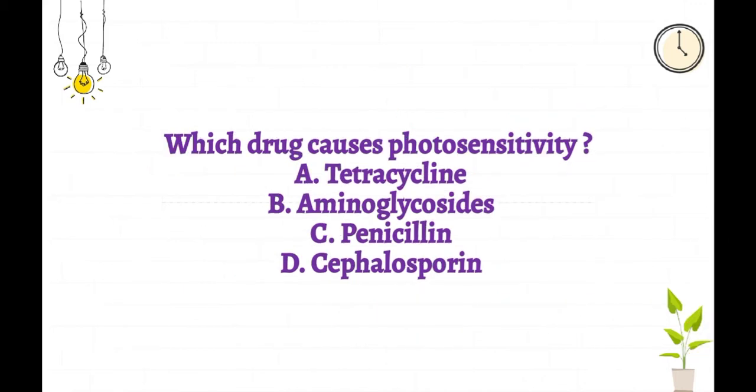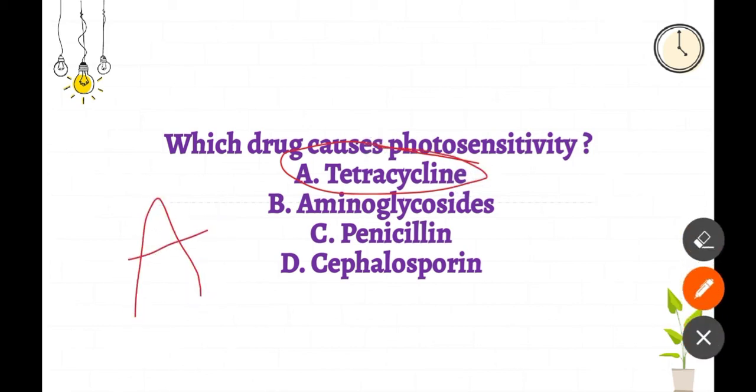Which drug causes photosensitivity? Which drug's adverse reaction is photosensitivity? Tetracycline, aminoglycosides, penicillins, cephalosporins. Answer is tetracycline. Option A. Tetracycline is responsible for photosensitivity in many patients. Even with doxycycline, I have encountered a patient who is suffering from photosensitivity due to the medicine's adverse effects.